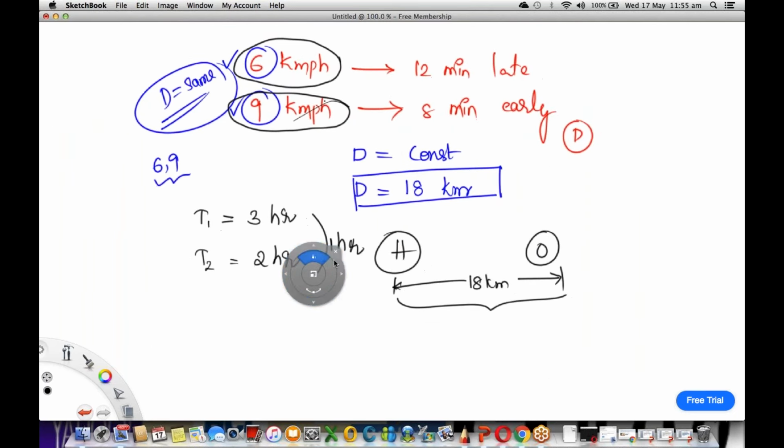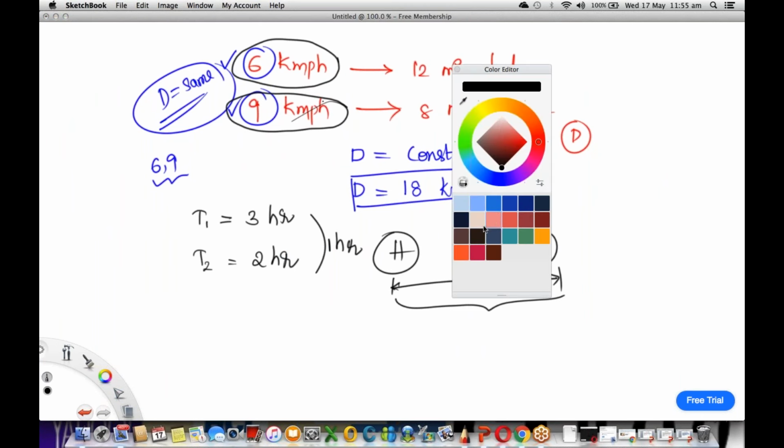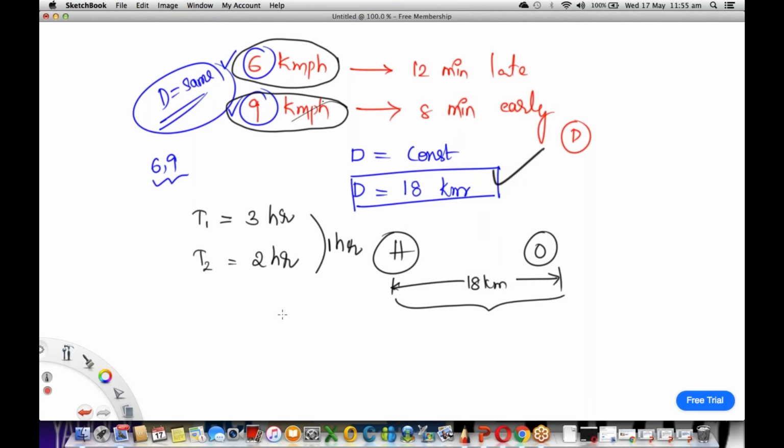So all these are my assumption values. These are not exact values because 18 is nowhere mentioned in the information. I'm just taking 18 by looking at the numbers 6 and 9. So now I'm proceeding with the solution like this. So 1 hour is a time delay. 1 hour time delay is giving a distance of 18 kilometers as per the given assumption.